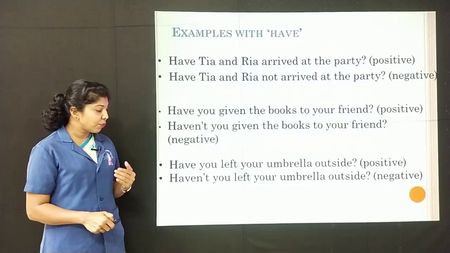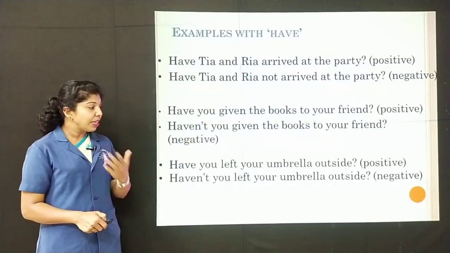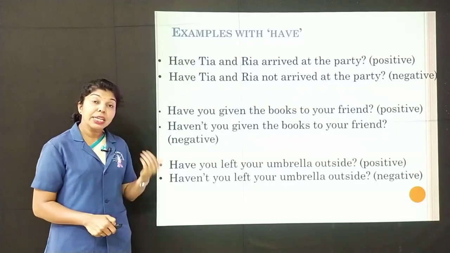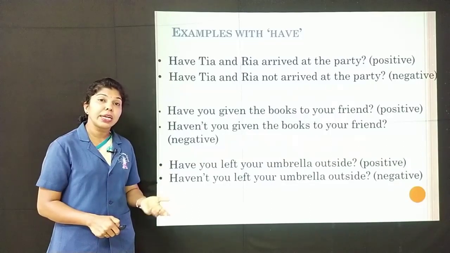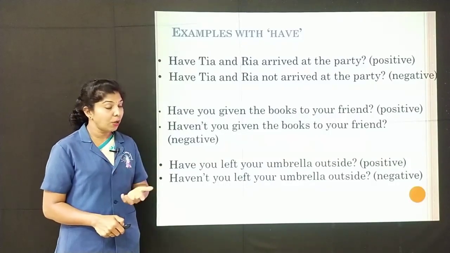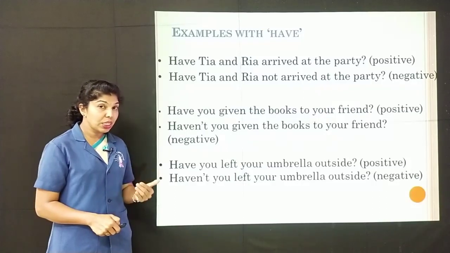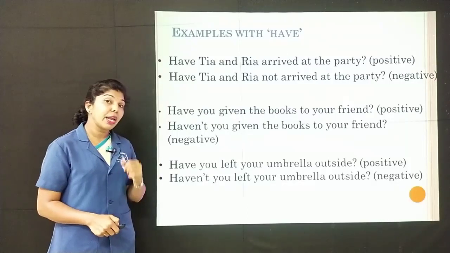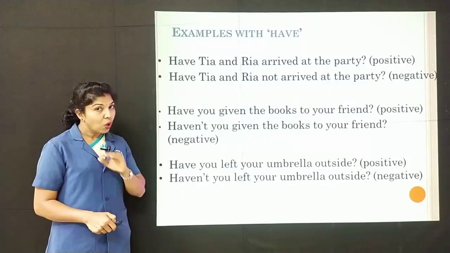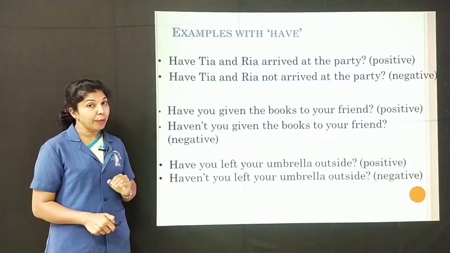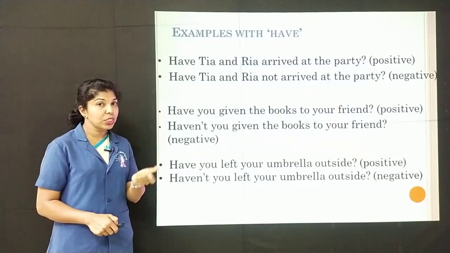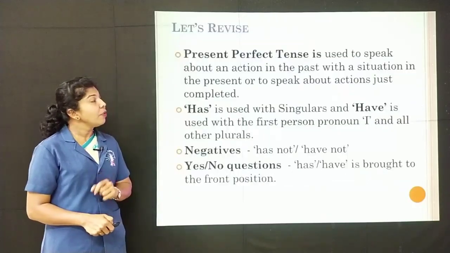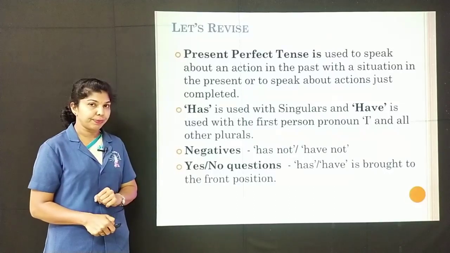The positive yes or no question for this sentence, I have left my umbrella outside. Have you left your umbrella outside? Yes, I have left my umbrella outside. No, I have not left my umbrella outside. The negative yes or no question is, haven't you left your umbrella outside, or have you not left your umbrella outside? So now all of you are clear on how to frame yes or no questions in the present perfect tense, correct? Okay. Now it's time for a quick revision.